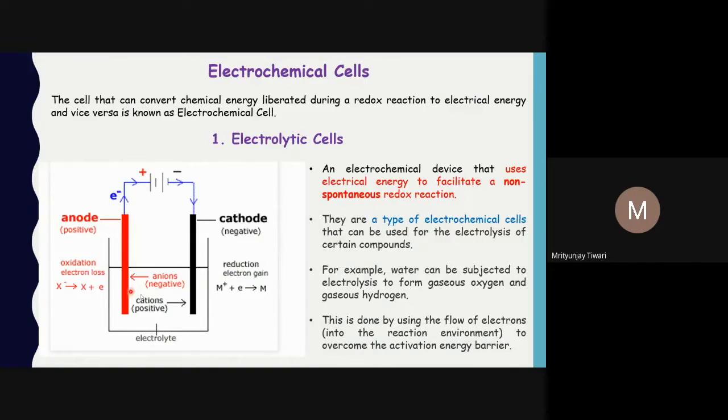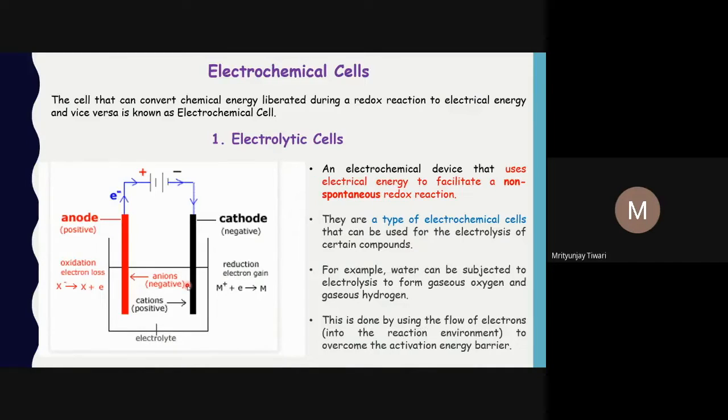And you have to remember that the cathode is given negative polarity, so cations will be attracted towards the cathode. The cations of the electrolyte solution will be attracted towards the cathode, and whether it is a Daniell cell or an electrolytic cell, the reduction will always happen at the cathode. So these cations will accept electrons and will be reduced. So reduction will be taking place.